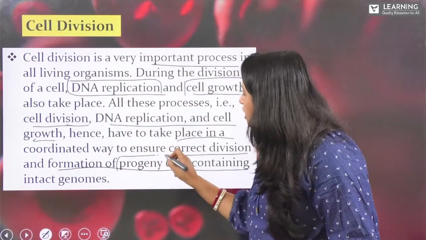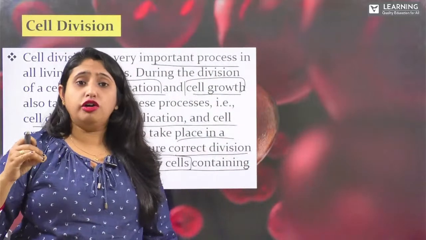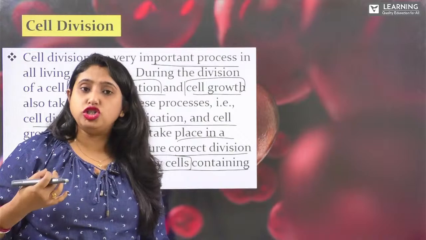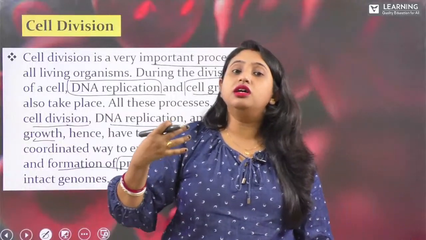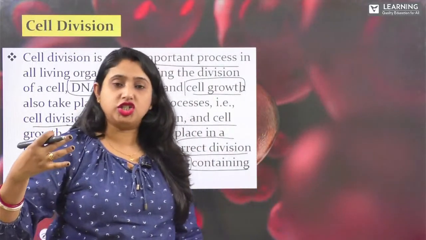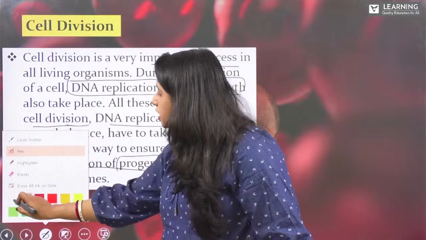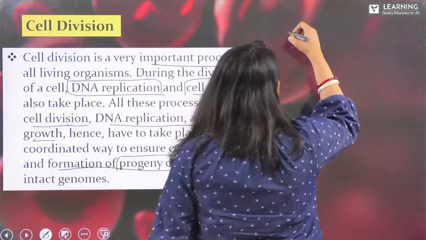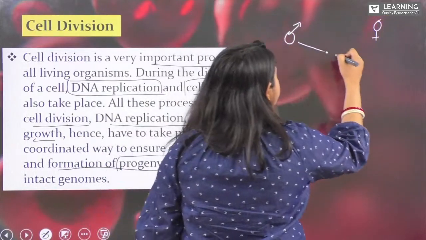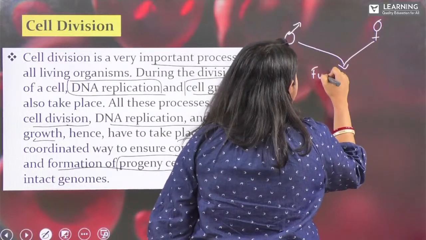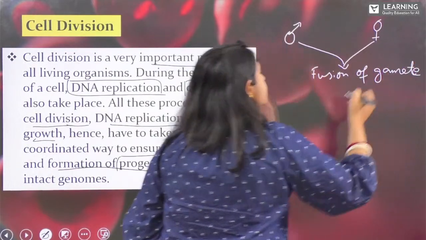So as I said, for the continuation of the generation, the formation of the embryo takes place by the fusion of male and female gametes, isn't it? From that, what happens? That will lead to the process of reproduction, isn't it? So it leads to the formation of progeny cells, right? So let's say this is the male and the female. The fusion of gametes takes place, that is haploid.